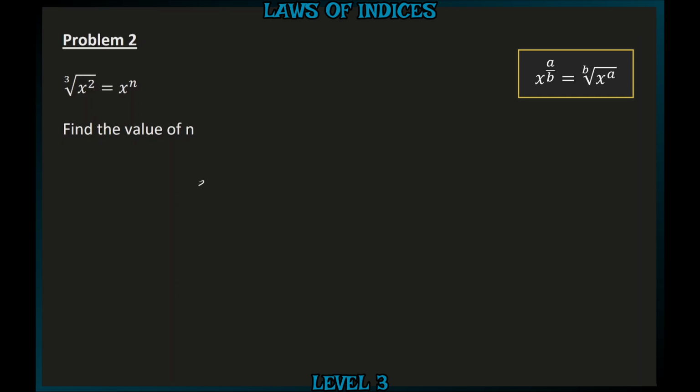So putting this all together, we can write that the cube root of x squared is equal to x to the power of 2 over 3. Since this is equal to x to the n, we can now compare the two and say that n must be equal to 2/3. And that's our final answer.